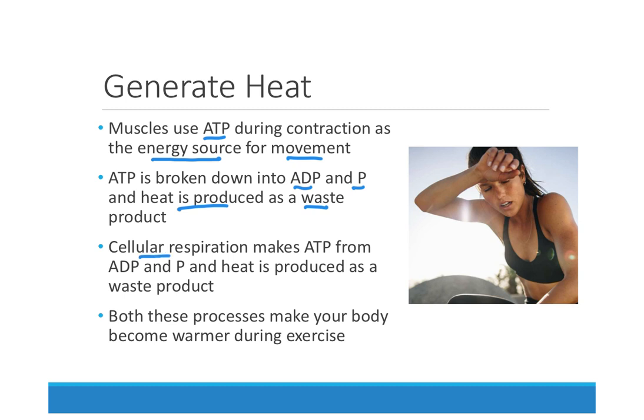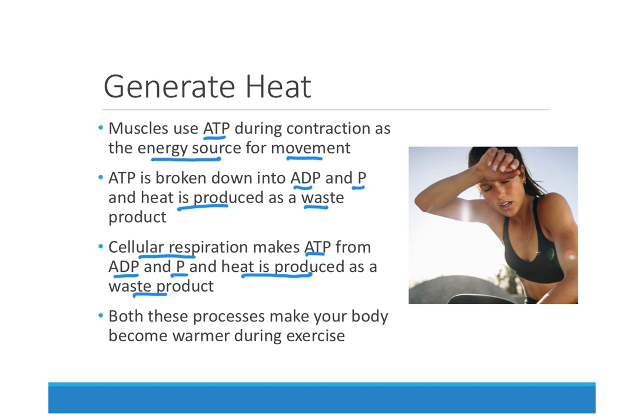Cellular respiration is the process that makes ATP by combining this ADP and the extra Ps, and heat is produced again as a waste product, because whenever you have a chemical reaction, heat is either going to be absorbed or released, and cellular respiration releases a lot of waste heat.